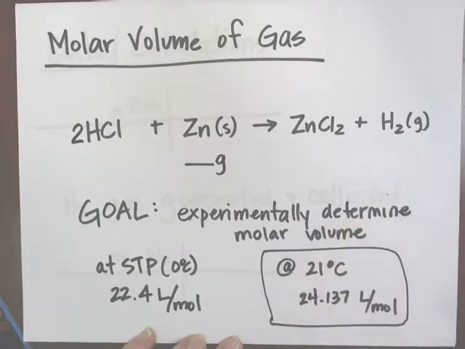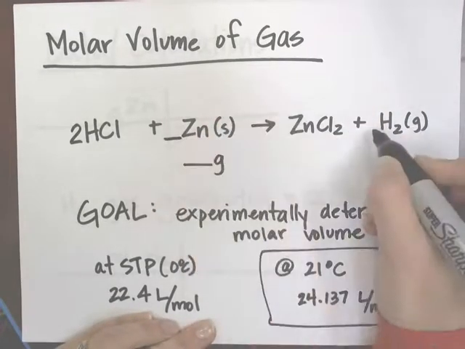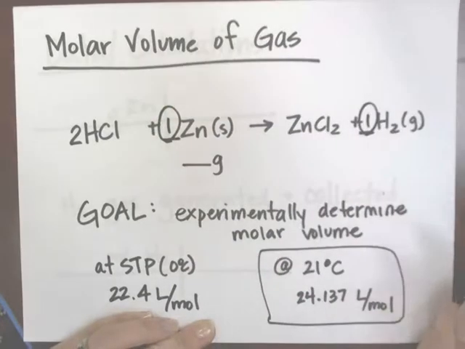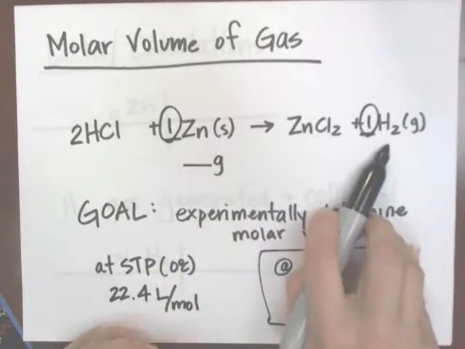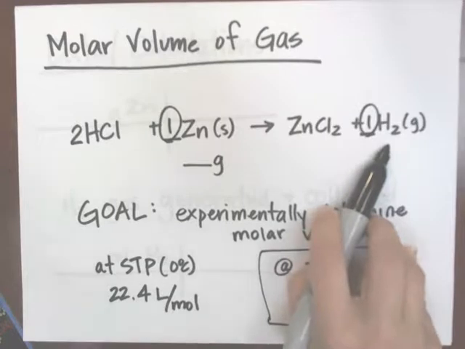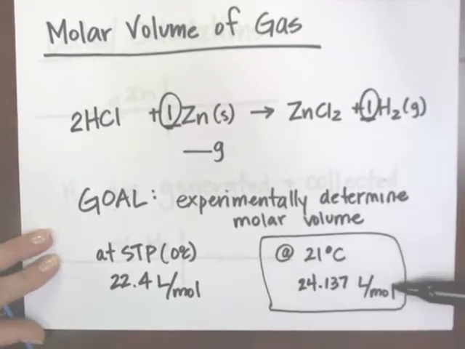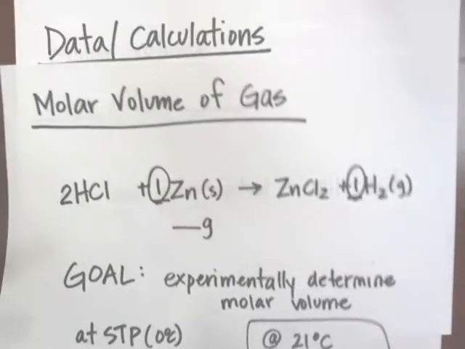So just a couple things to notice here, because we are going to be looking at the moles. In this balanced equation, which is now balanced, the mole ratio between zinc and hydrogen is 1 to 1. So if we know how much zinc we're using, we should be able to predict how much hydrogen we've made with relationship to moles. So what we're going to do is calculate an experimental molar volume and then compare it to what we should get maybe in theory at 21 degrees Celsius.